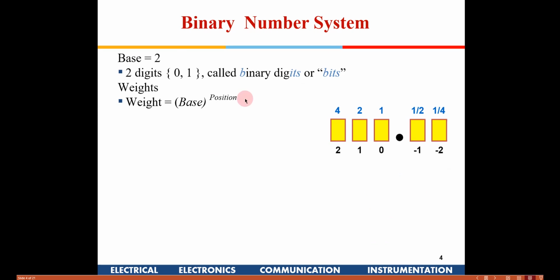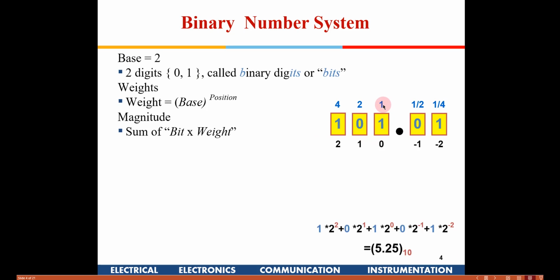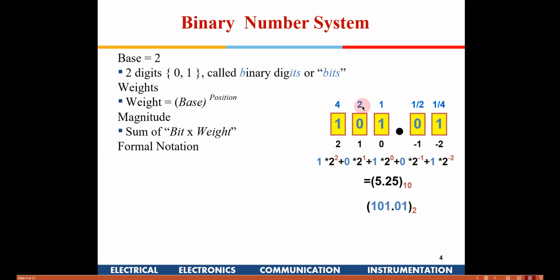Similarly, you can have the binary system. In the binary system, the first weight is 2 to the power of 0, then 2 to the power of 1, 2 to the power of 2, which is 4. Similarly, this is 2 to the power of minus 1, 2 to the power of minus 2. So 101.01, if I write something like this in binary, what it actually means is: 1 into 2 to the power of 0, 0 into 2 to the power of 1, which gives 0, and this is 2 to the power of 2, so this 1 indicates 4. So 4 plus 1, so 5.